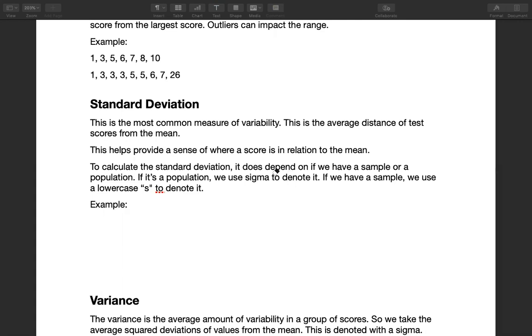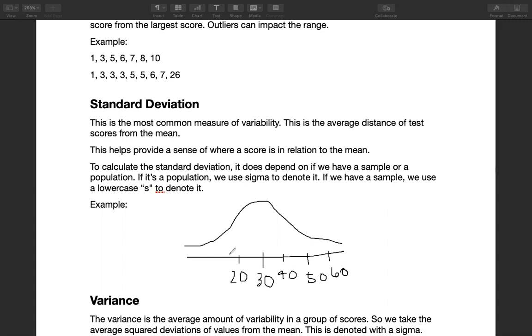Now, why standard deviation is so important. If we draw a bell curve, and in that bell curve, we've watched the normal distribution video, we know that the mean is in the middle. So let's just say, for example, we have a distribution with a mean of 30, and then each standard deviation is 10. Let's say we have a test score or something. So if we have a distribution like that, where our mean, or x bar, is equal to 30, and our standard deviation, let's say s as a sample, is equal to 10.